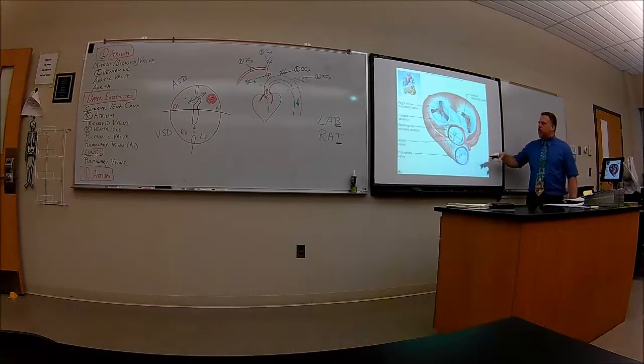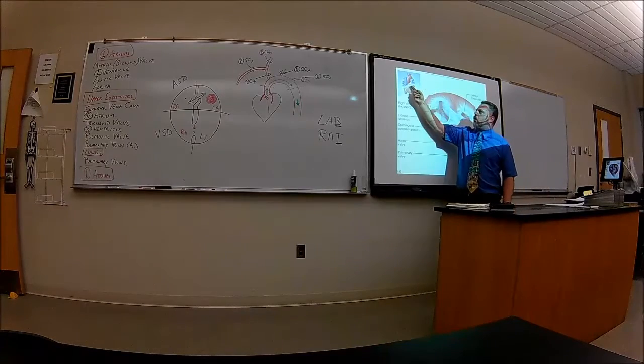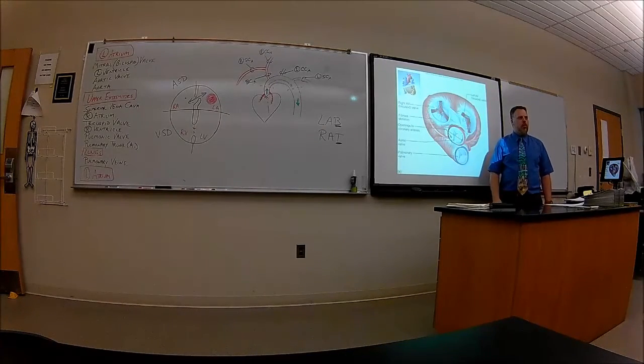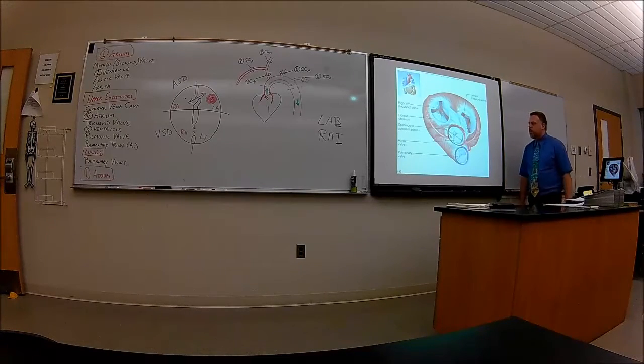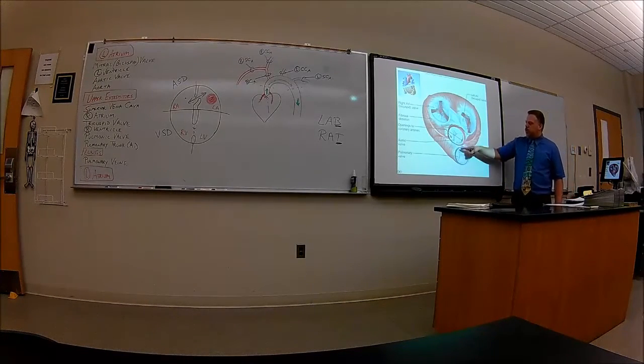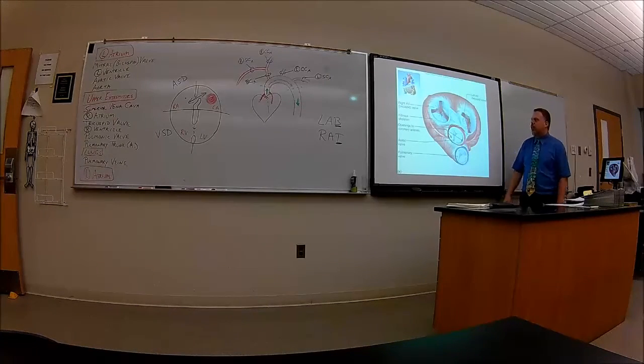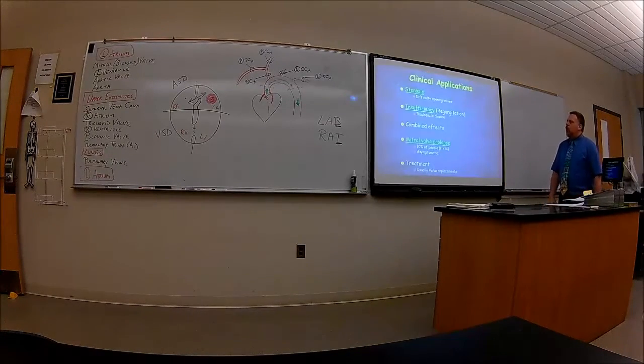All right, so this is just showing you the difference. If you take a cut of the heart over here, then you get to see where these are located in relation to each other. Okay? These are your semilunar valves. Here are your atrioventricular valves. You can see the chordae tendineae there. All right? And you could have clinical applications.